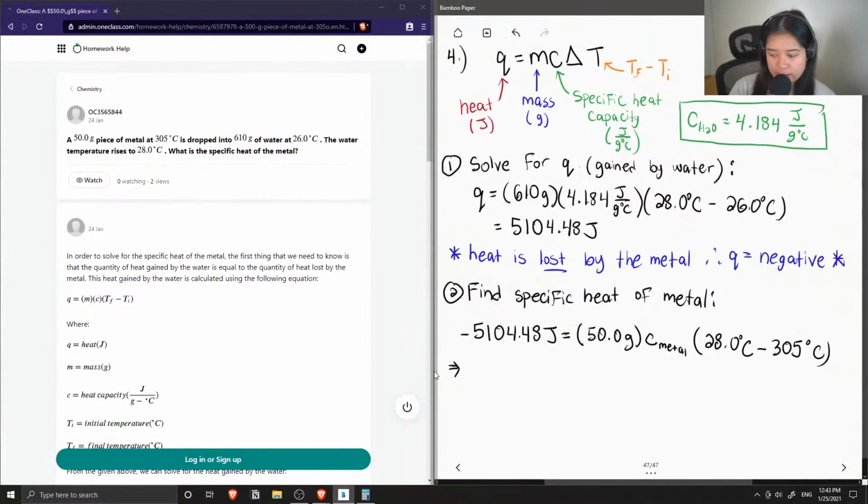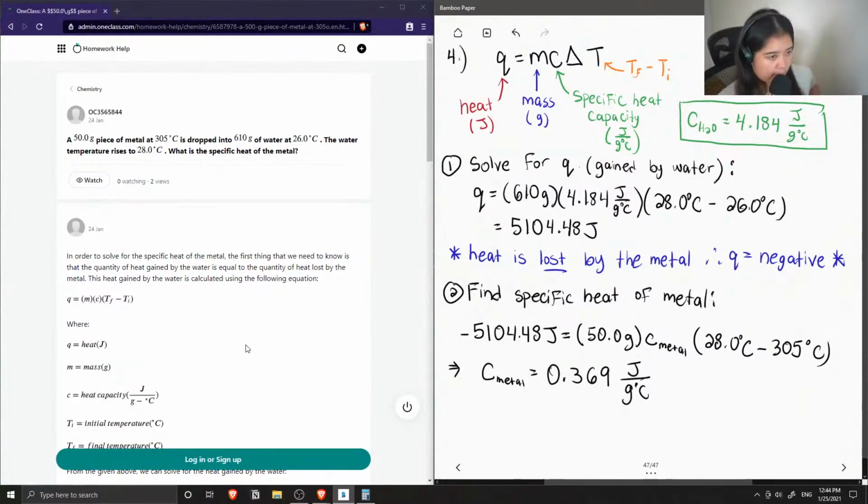So now let's try to solve for our unknown. If we divide 5,104.48 by 50, and then by 28 minus 305, we get a specific heat capacity of the metal equal to 0.369 joules over grams degrees Celsius.